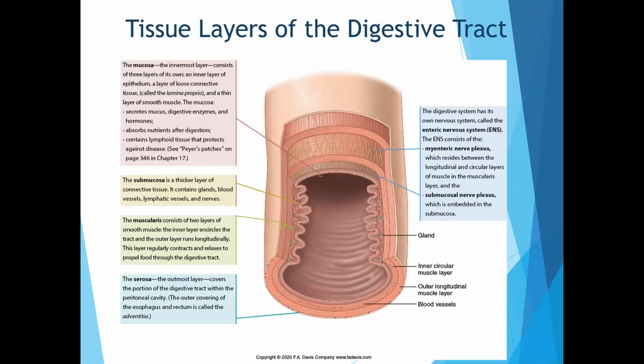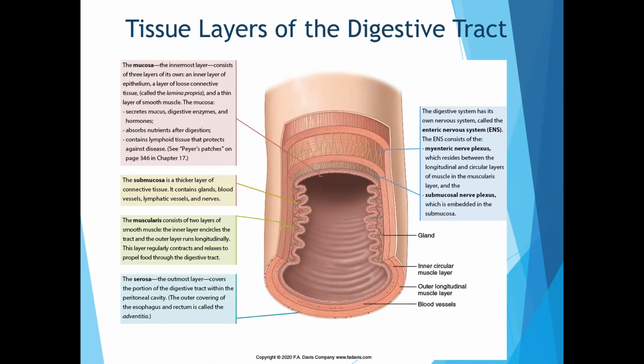Okay, so we're going to jump to the digestive tract itself, actually. So we're going to talk about the tissue layers there. So the mucosa, we're going to start in and work our way out. The mucosa is our innermost layer. It has three layers itself. So the inner layer of epithelium, it has a thin layer of smooth muscle that helps with the peristalsis. And so don't worry about the mini layers too much. You just need to know that the mucosa is the innermost layer.